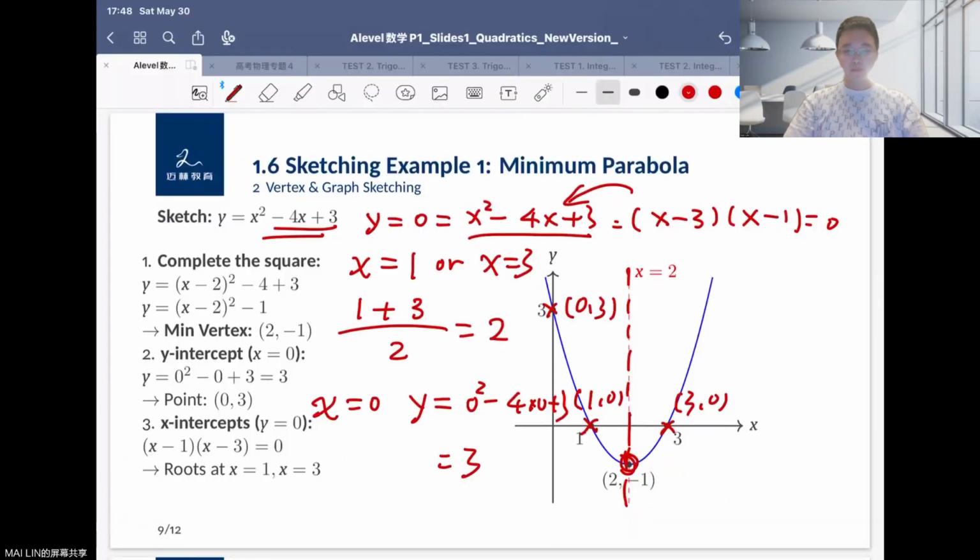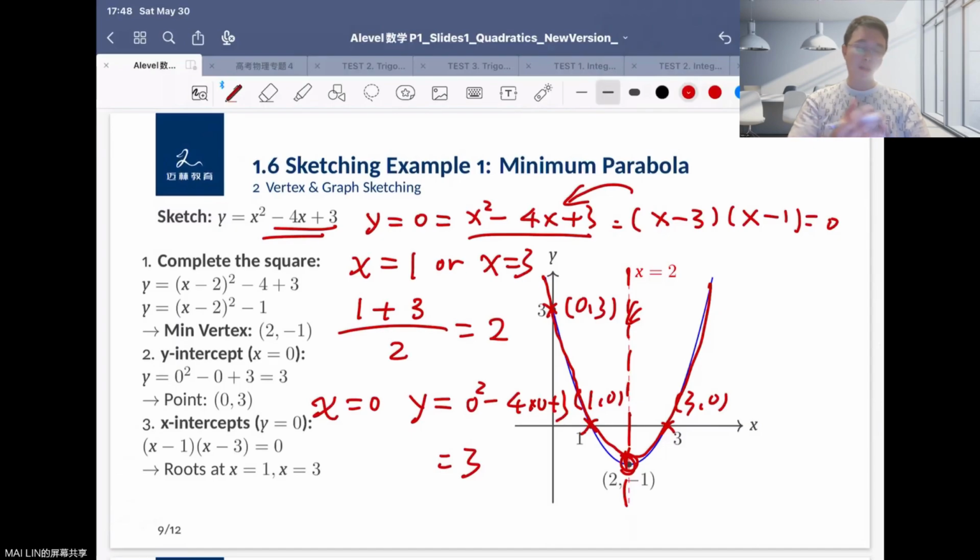So we have the 3 points, we have the symmetrical line right here, and we can try to draw the graph. It's a U-shaped graph, and we just connect these points together, and then we can find the final graph. So this is a very simple way to draw it, but you can also use the method we just told you.